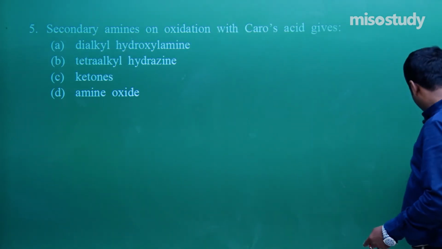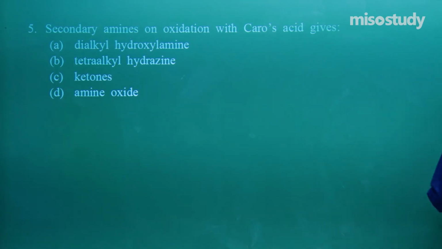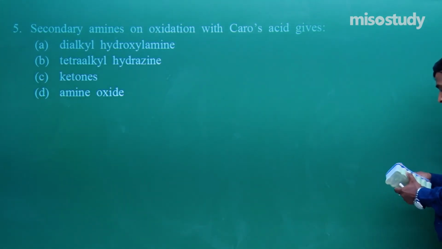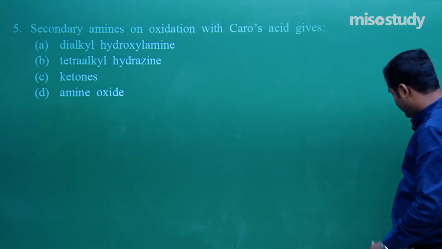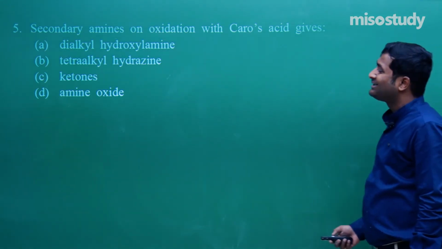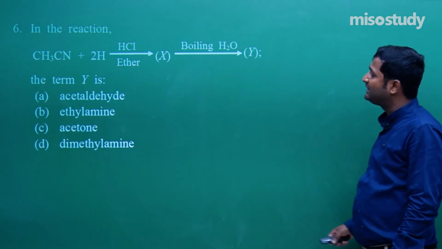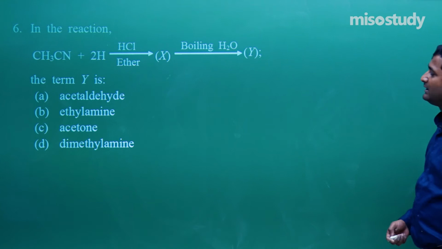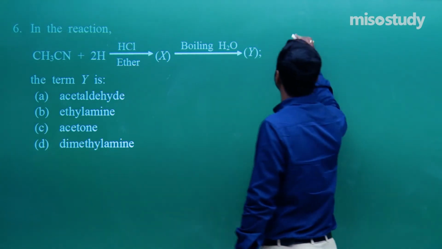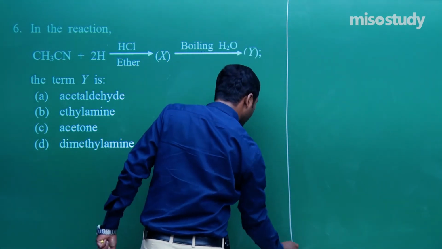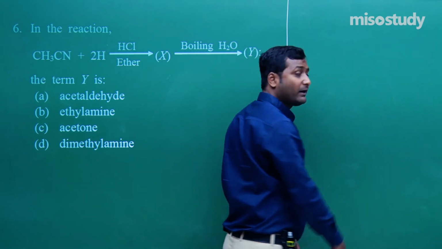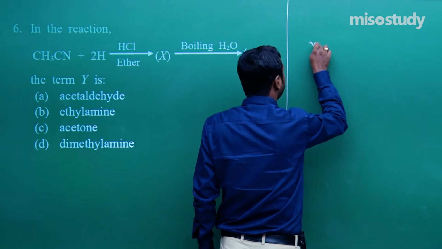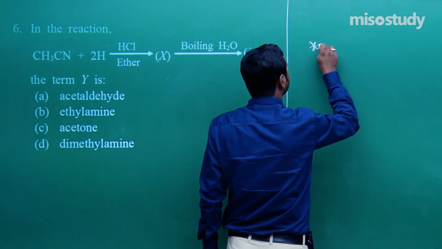Now let's move to the next segment of the question. What is the next question? That is question number 6. Check it out. What will happen here? Look at it, this is a simple question. Now tell me what will happen. The term Y is... Sir, I don't know. Me too, I don't know. What to do? Yes sir, we know. So tell me, what do you know?